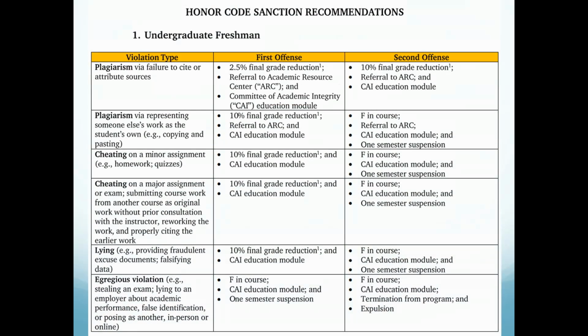So sometimes students will ask, what are some of the recommendations? These are just some possible recommendations. These are sanction recommendations from the honor committee. And you might see that these can seem a little stiff, a little harsh. So this first one that we're looking at here is for undergraduate freshmen. And you can see for plagiarism, failure to cite or attribute sources, the first time that a student does this, the recommendation of the honor committee is either a 2.5% final grade reduction, referral to the academic resource center, and going through a committee on academic integrity education model.